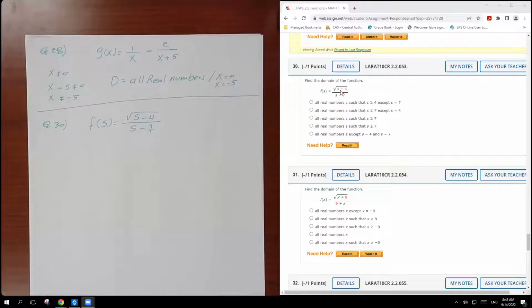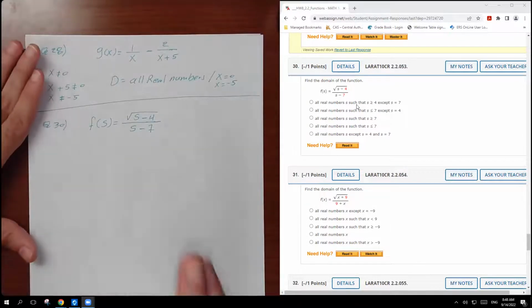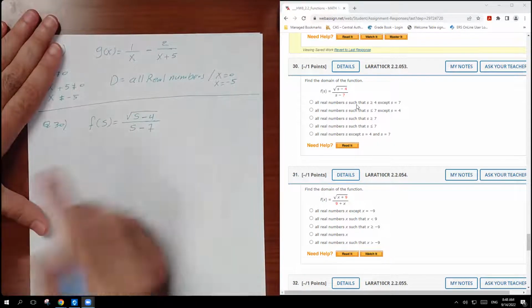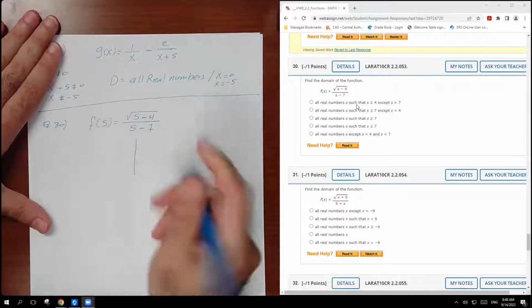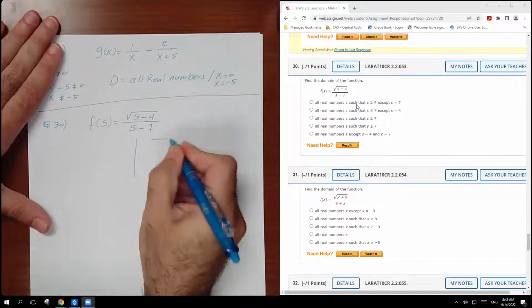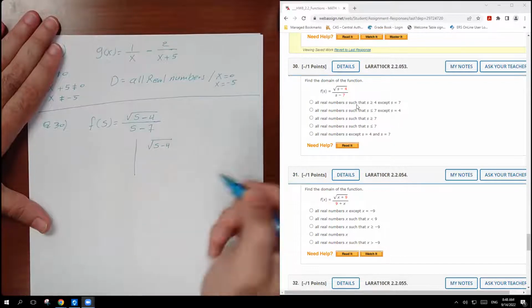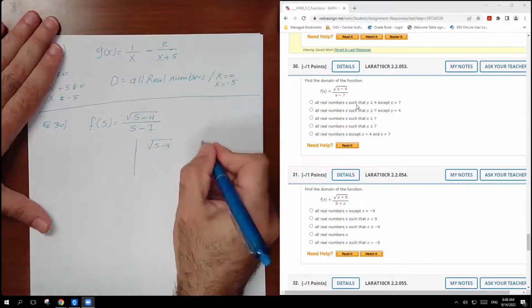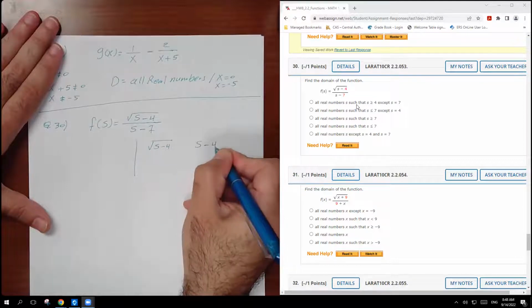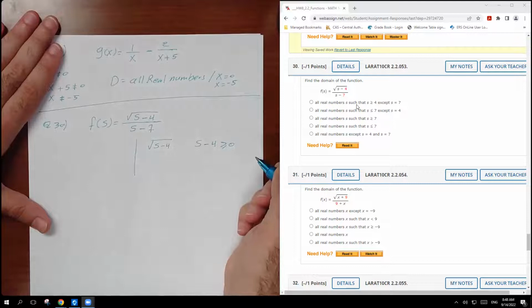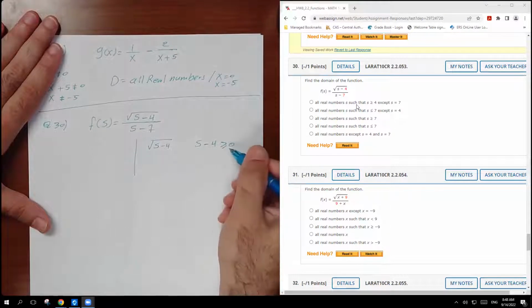For this question, f of s, s minus 4 and s minus 7. As a radical, I need to look at what's in the radical. So for the radical part, s minus 4, to find the domain, I'm going to take everything under the radical, s minus 4 greater than or equal to 0. Greater than or equal to 0.